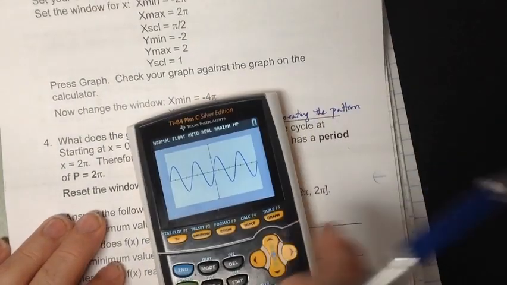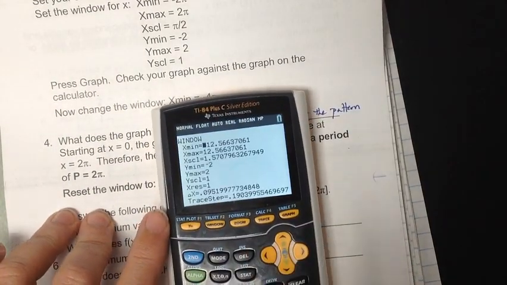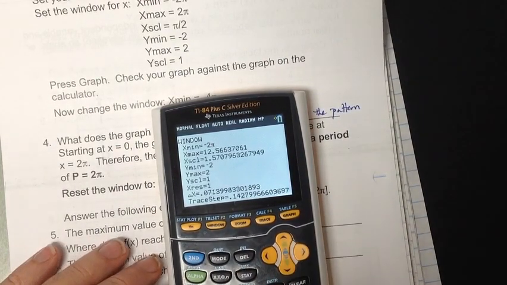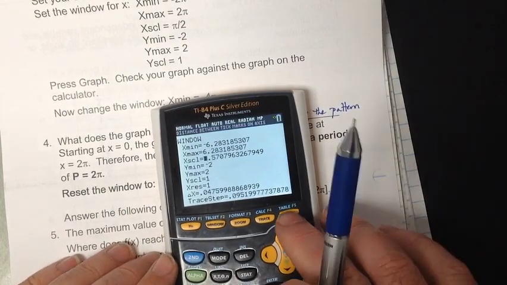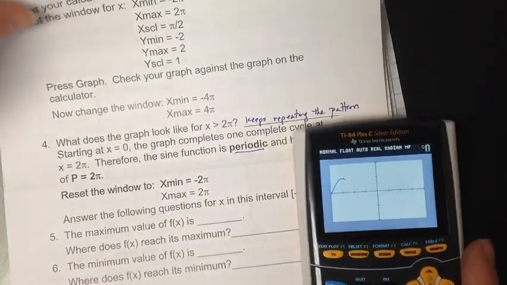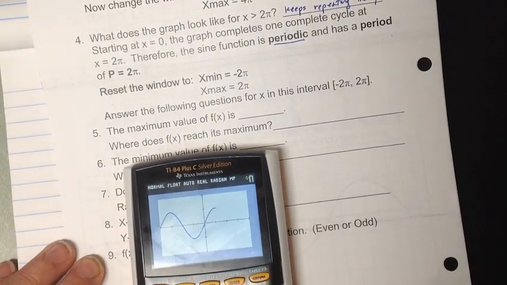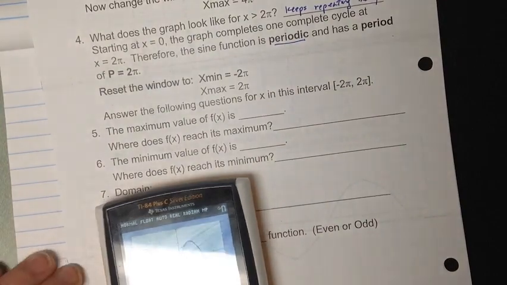So let's go back to negative 2 pi to positive 2 pi on the window. Negative 2 pi to positive 2 pi. All right, we'll let that draw, and we'll answer the following questions for x in this interval from negative 2 pi to positive 2 pi.